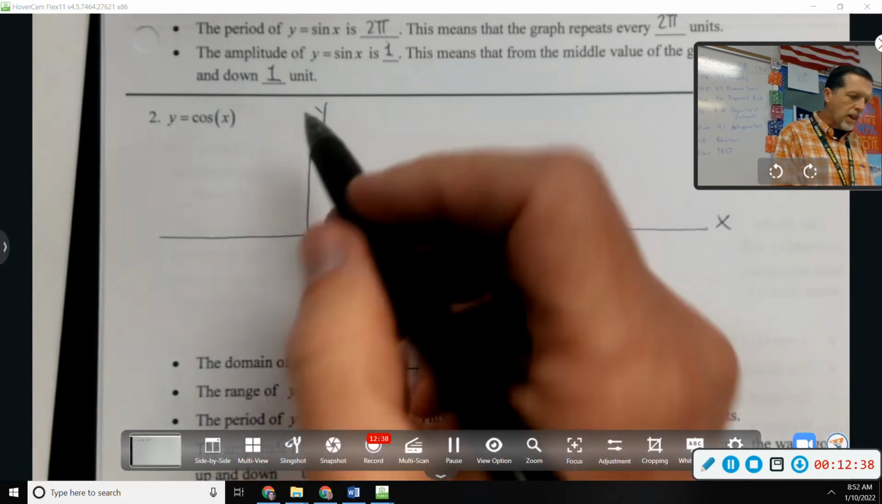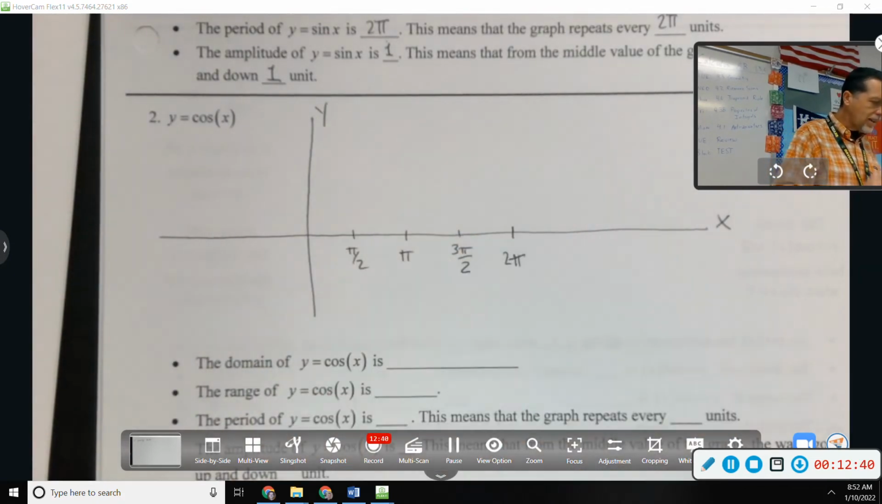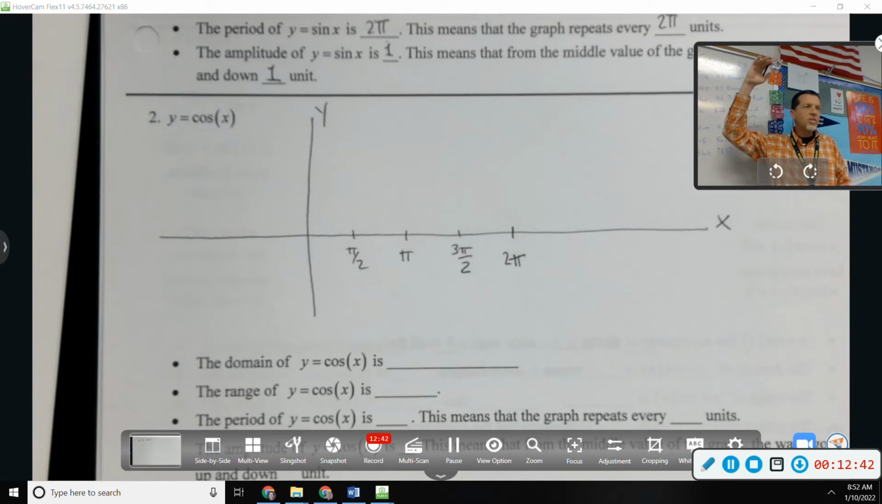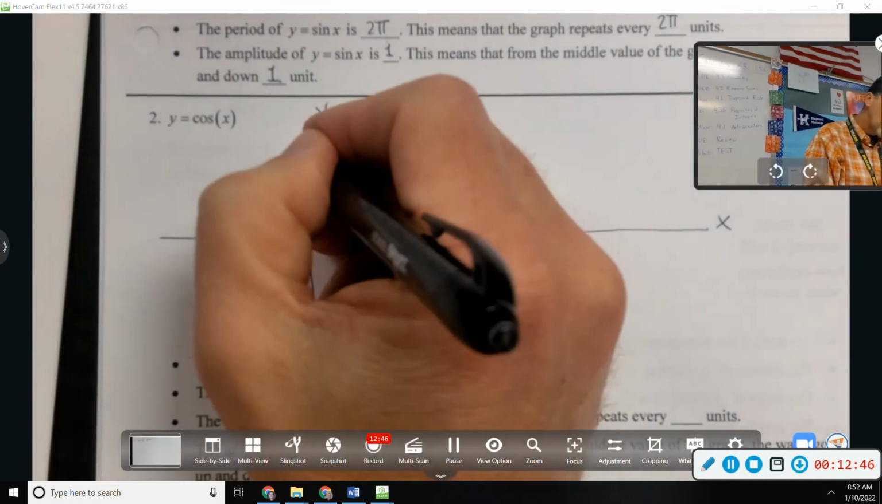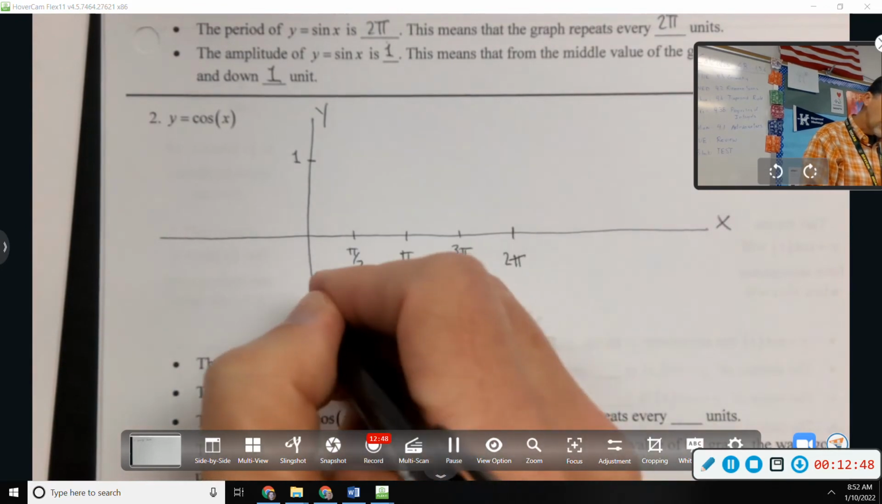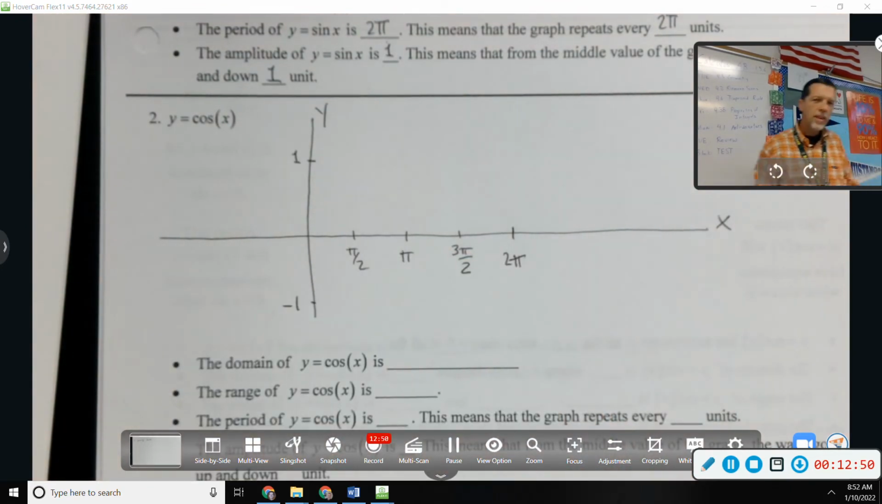Thinking about how to label the y-axis, how far up does cosine x go? What's the largest value of cosine? 1. And what's the smallest value of cosine? -1. It's not the same. Well, some of the stuff is the same, so be careful when you say it's the same as sine. A lot of the stuff is the same, but not all of the stuff.